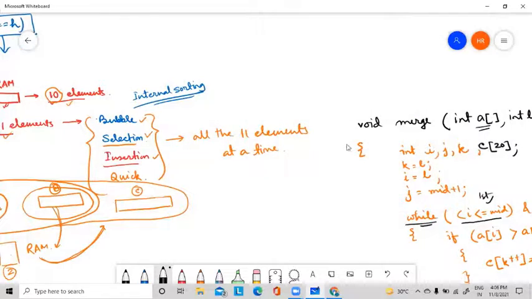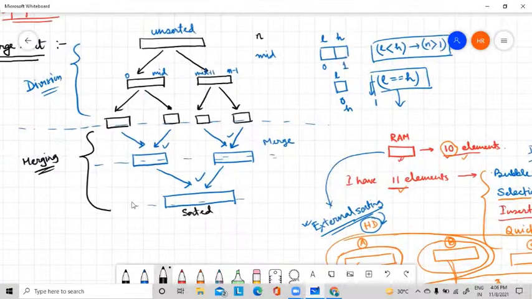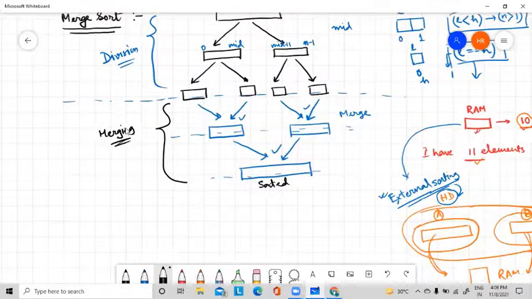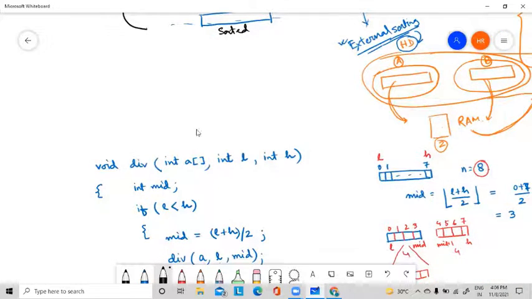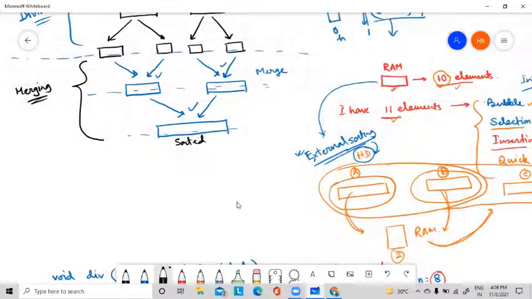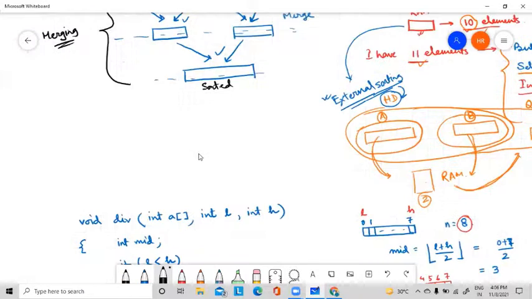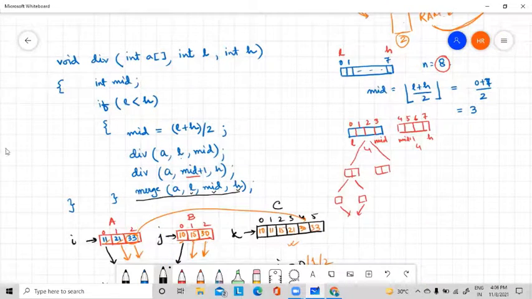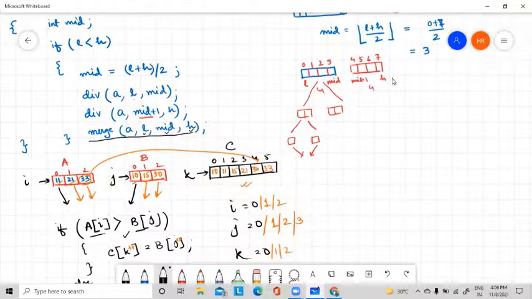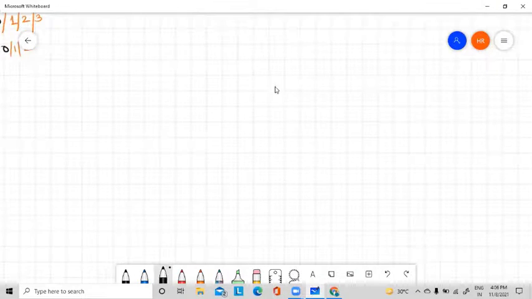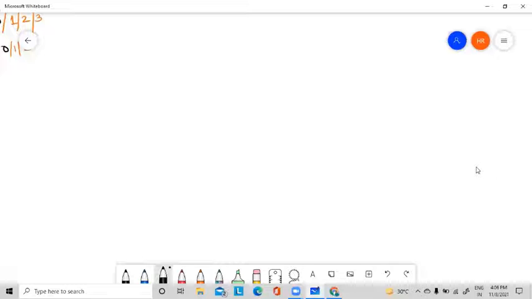So the merge sort is actually a combination of two parts: the division part and the merge part. Now try to understand how this division is actually performing. Suppose there are 6 elements. Let us assume there are 6 elements, with indices 0, 1, 2, 3, 4, 5.